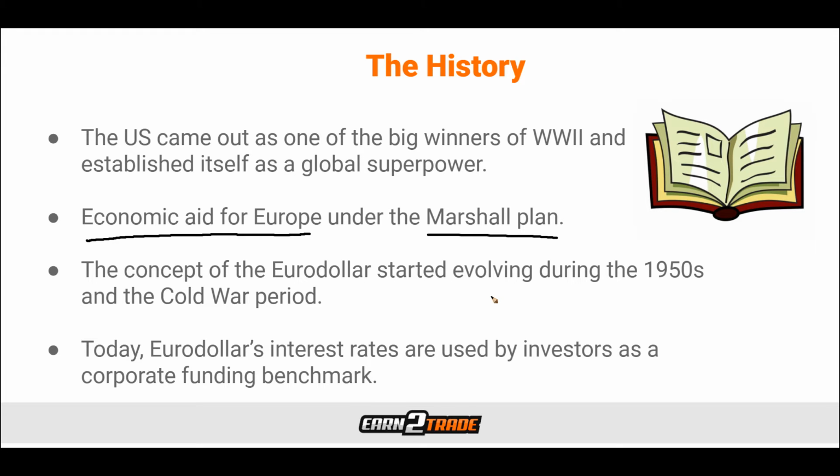The concept of the Eurodollar started evolving during the 1950s and the Cold War period. The Soviet Union began a process of moving its dollar-denominated revenue from oil sales to banks outside the US. The idea was to prevent the country from freezing its assets as part of an aggressive geopolitical strategy.